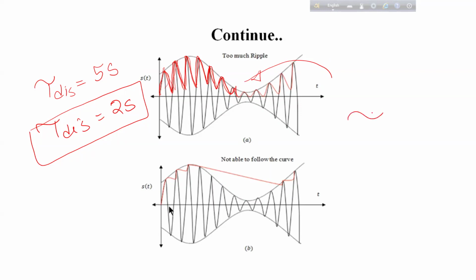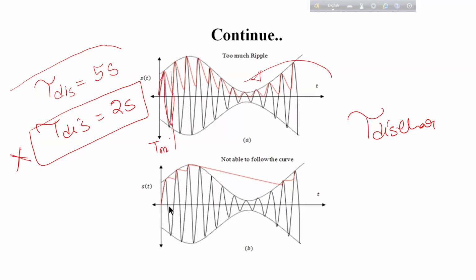So the tau discharging should not be very low. It should not be very low. And this discharging time should be less than this half cycle. So see, this is the modulated wave. This is one full cycle of the modulated wave, Tm.